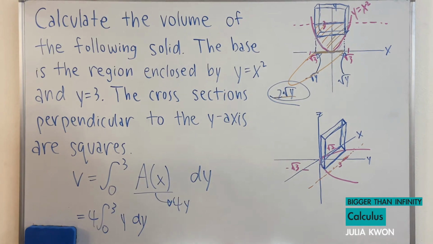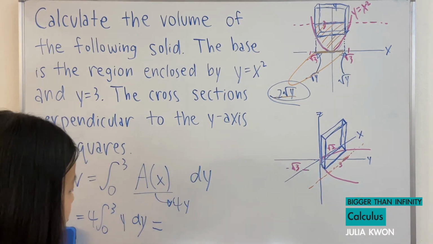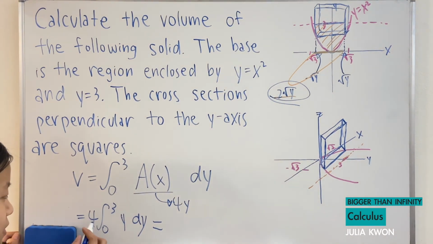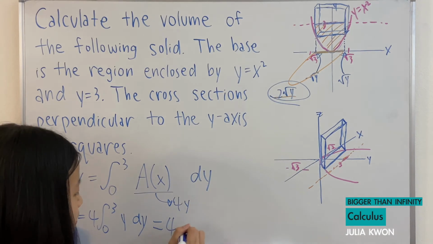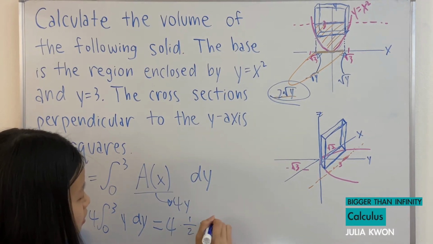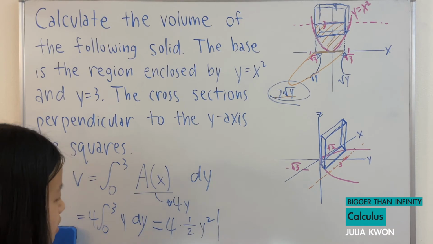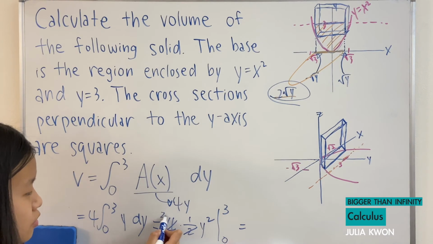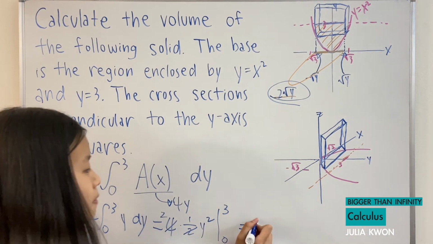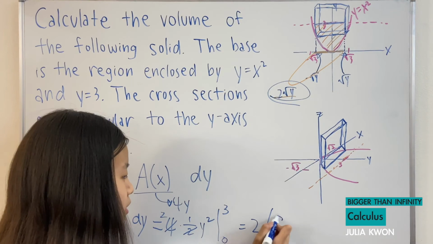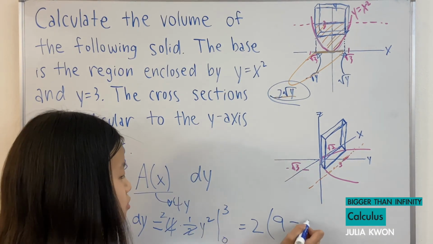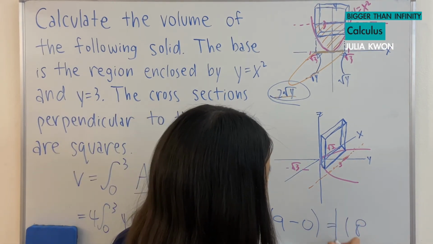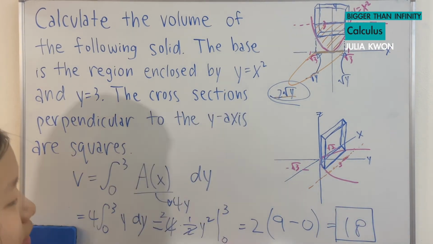Now let's calculate this integral. The integral of y is y squared divided by 2, but since we have the 4 here, it would be 4 times 1/2 of y squared from 0 to 3. This is equal to 2 times y squared, so we put in the 3 and we have 9, minus 0 squared, which is just 0. Simplifying this more, we have 18 as our answer.